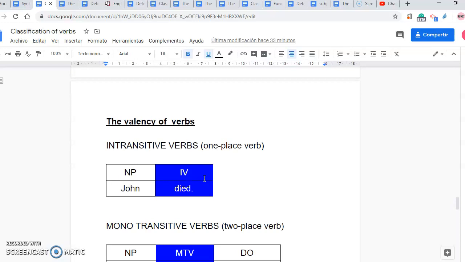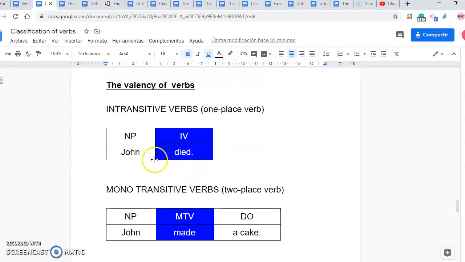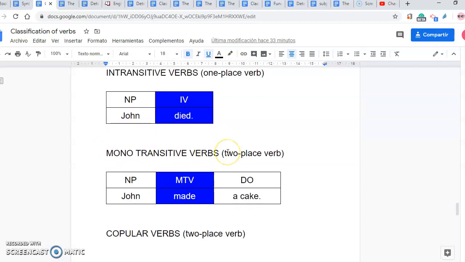So, what I wrote here is that here we've got intransitive verbs. They are one place verbs, that is to say, they subcategorize for only one noun phrase, that is the subject. Monotransitive verbs, they are two place verbs. They subcategorize for two elements, for two noun phrases. The noun phrase of the subject and the noun phrase of the direct object.